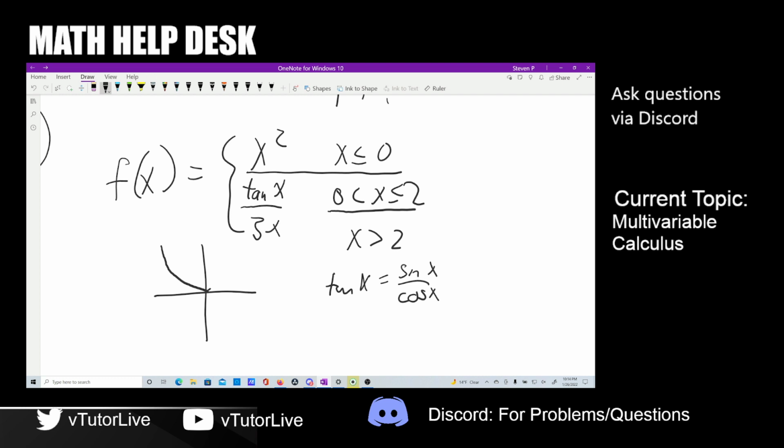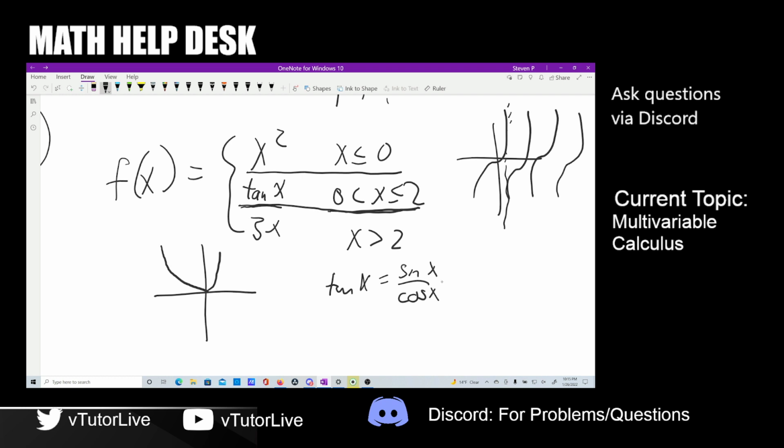If you remember, tan of x kind of looks like a bunch of these with a bunch of asymptotes, right? One of the questions we have to ask ourselves is, does the first asymptote happen within the bounds of our function here? Within the bounds of this 0 to 2 where the tan behavior is being defined.